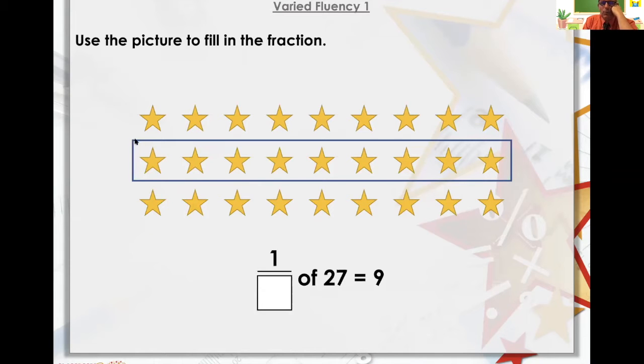So that's 1. That's the one on top. Means that one. How many of these are there? There's 1 of 3. 1, 2, 3. So 1/3 of 27. 1 over 3 of 27 equals 9. There you go. Because look, there's 1, there's 2, there's 3.